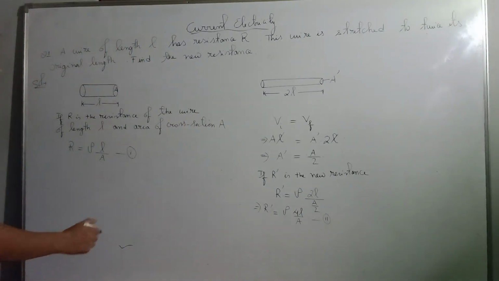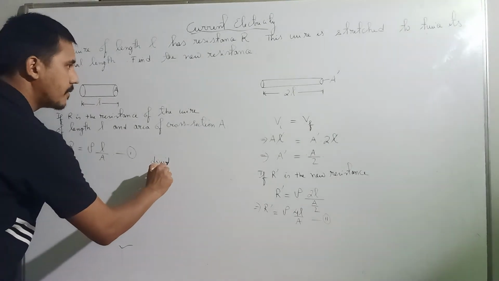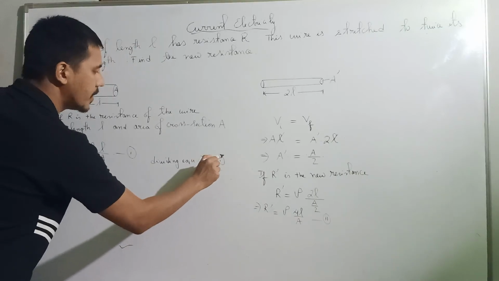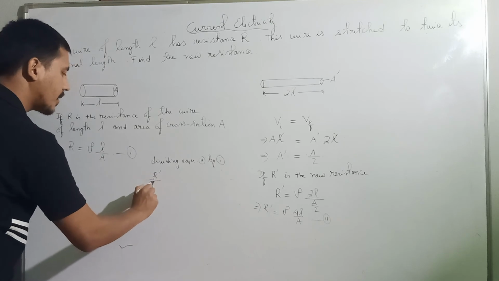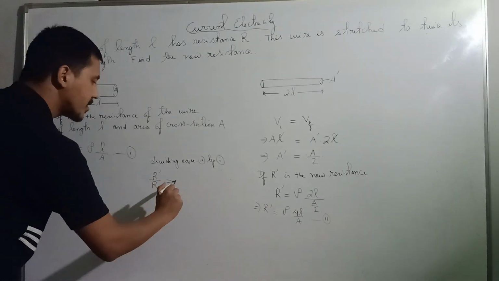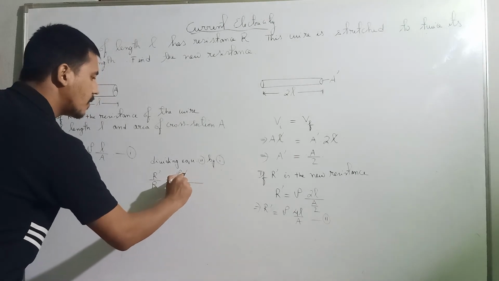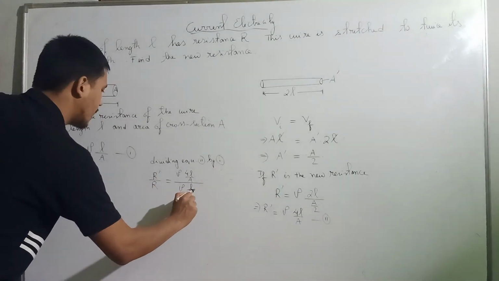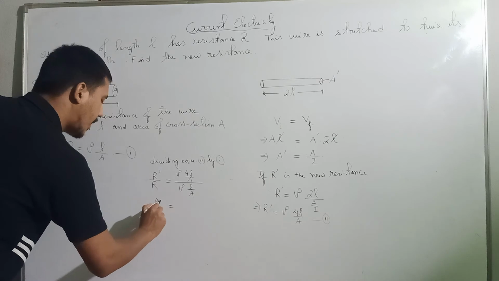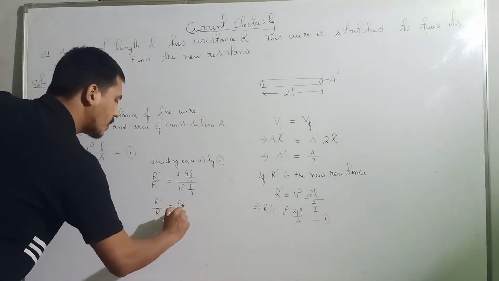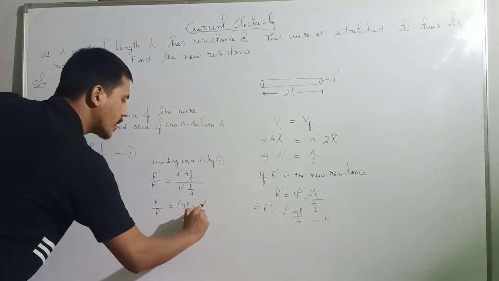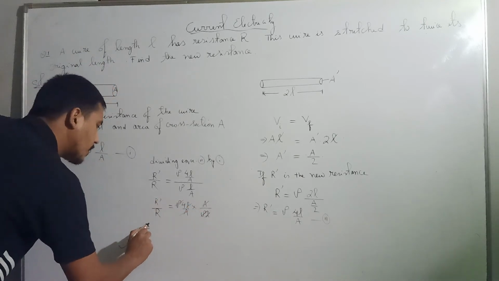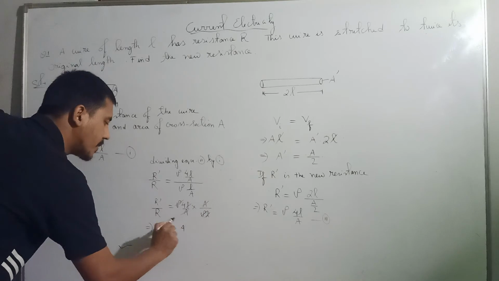Now dividing equation 2 by 1, we get R dash upon R is equal to, your R dash is rho 4L upon A, and your R is rho L upon A. Rearranging, R dash upon R is equal to rho 4L upon A into A upon rho L. A cancels out, rho L cancels out. So we have R dash is equal to 4 times your R.